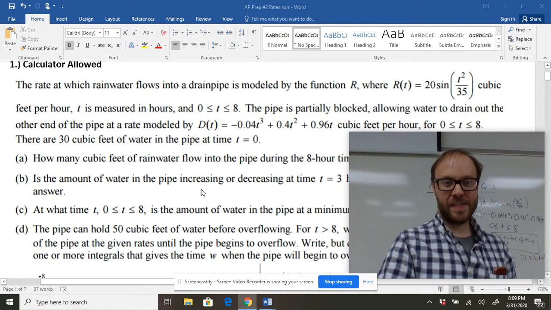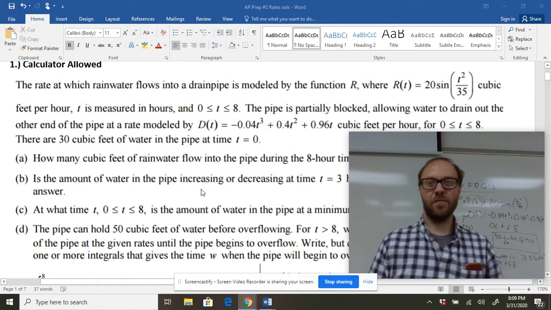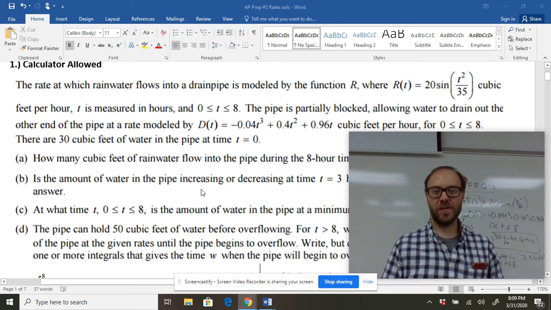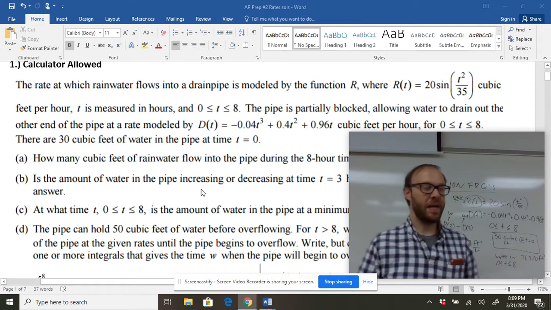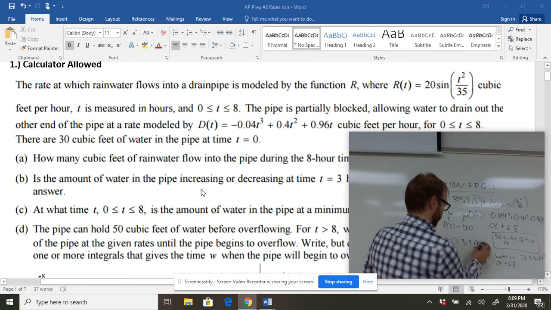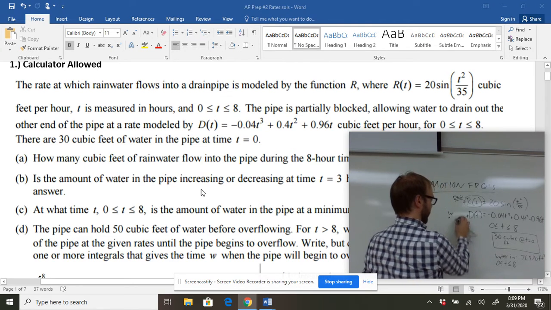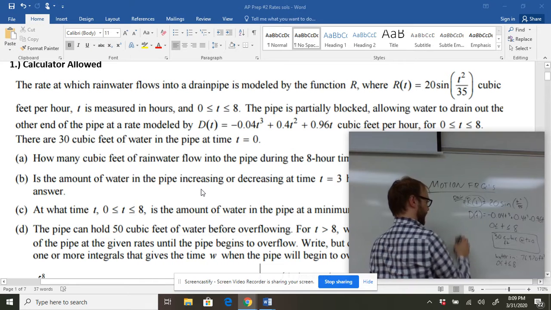Okay, taking a look at part C. Part C, which you'll have on your paper, asks what time between 0 and 8 is the amount of water in the pipe at a minimum. Okay, again, most of these problems, if you try to think about the scenario before you try to think about the basic concepts, you're going to psych yourself out.